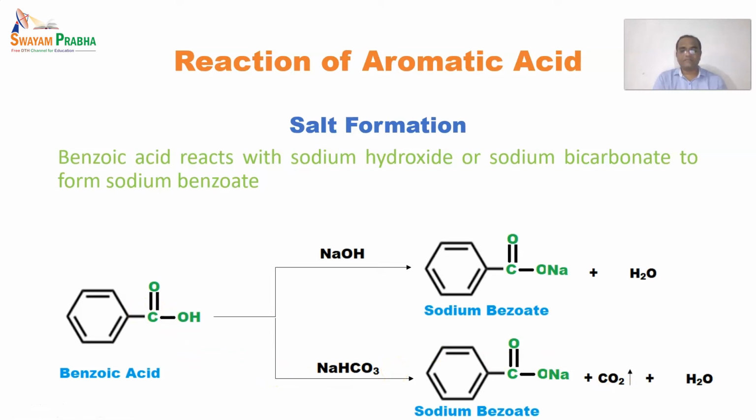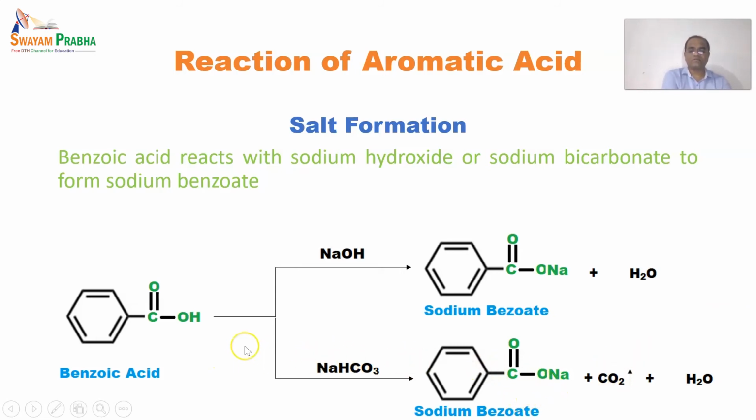So liberation of CO2 indicates that the compound is acidic. We will come across this in the test for benzoic acid. In that case, whenever a compound is an acid, it will liberate CO2, and formation of sodium benzoate is the indicator. So this CO2 remains as an indicator.